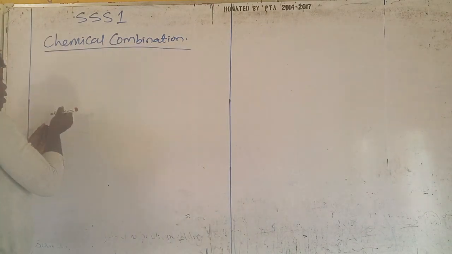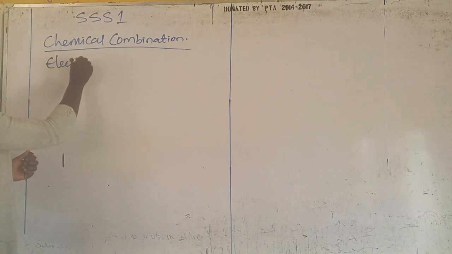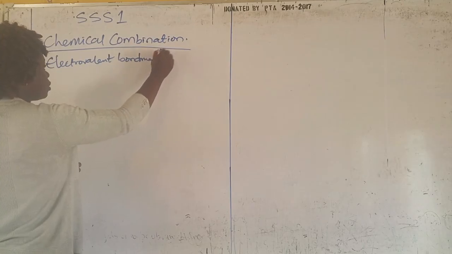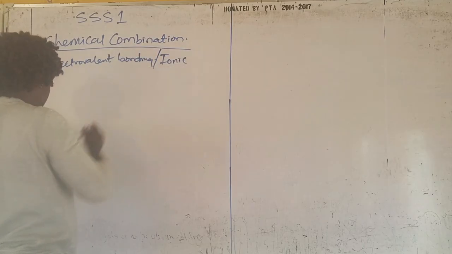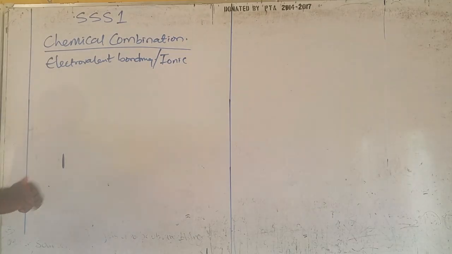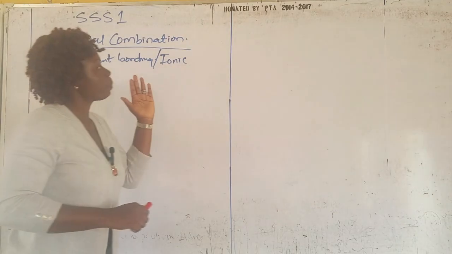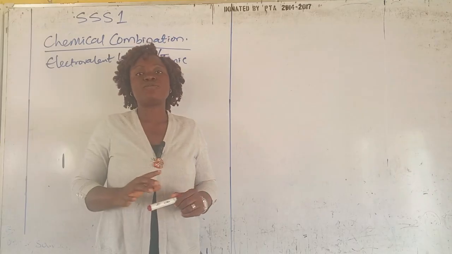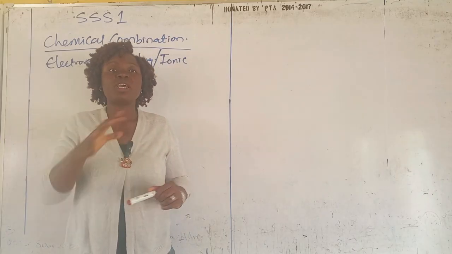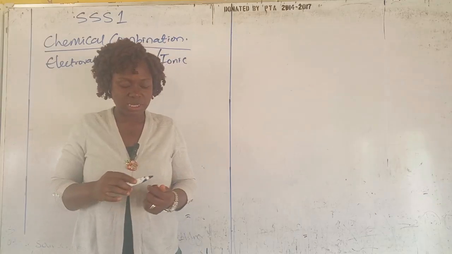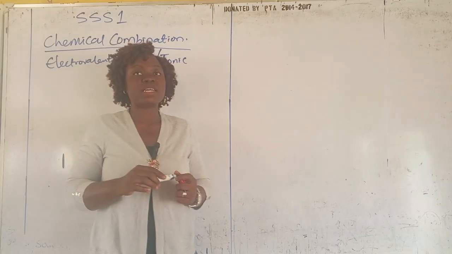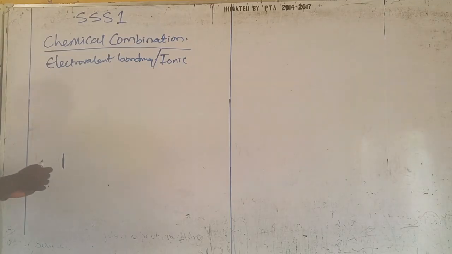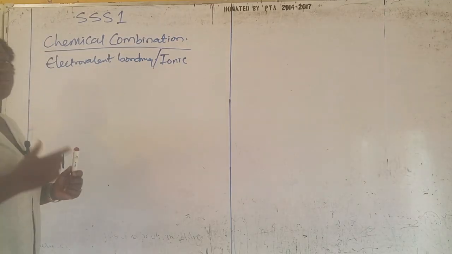Starting with the electrovalent bonding. Now, this is also the ionic bonding. So at times when students are asked about electrovalent bonding, we are also referring to the ionic bonding. Now, the electrovalent bonding is the transfer of electrons from a metallic atom to a non-metallic atom. It's a total giveaway. What this means is that there must be an atom that is willing to give out, and there must be an atom that is willing to collect. So most times the electrovalent bond happens between the metals and the non-metals.